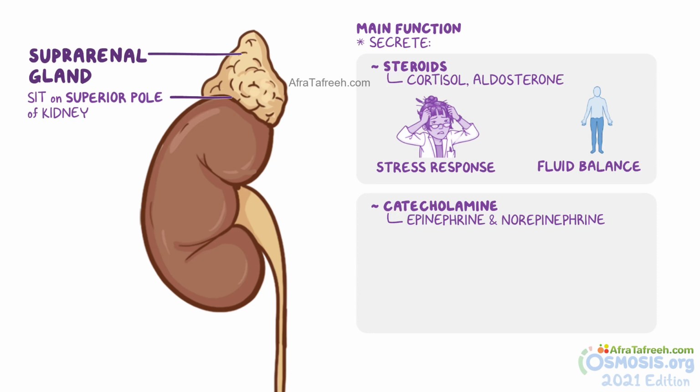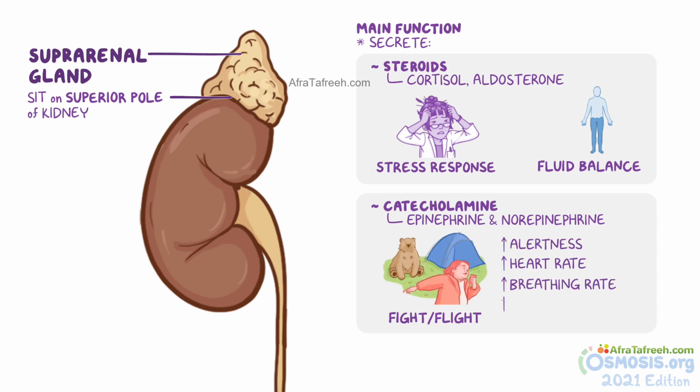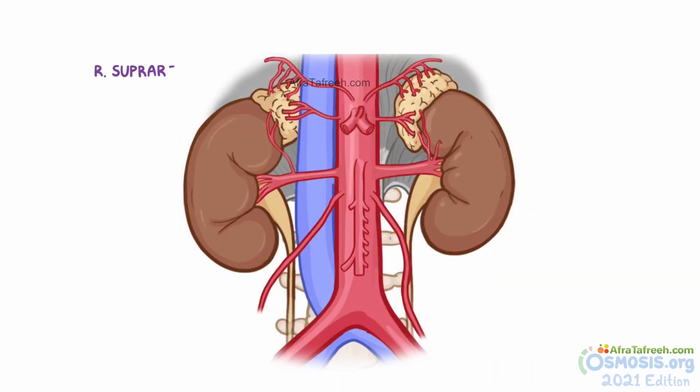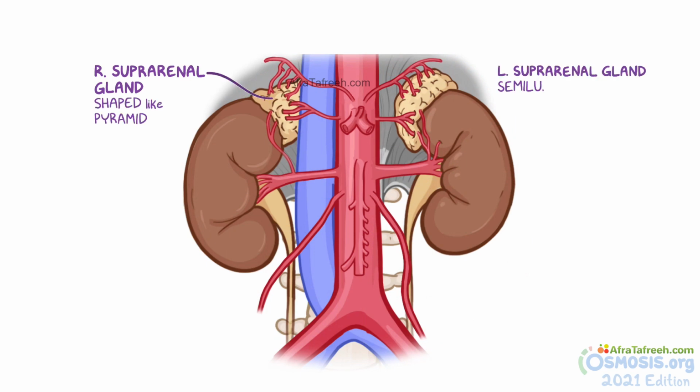These hormones are secreted during our sympathetic fight or flight response, like if you were to run into a bear at your campsite, helping increase alertness, heart rate, breathing rate, and blood pressure. Now, the suprarenal glands are retroperitoneal organs. The right suprarenal gland is shaped like a pyramid, while the left suprarenal gland is more semilunar in shape.